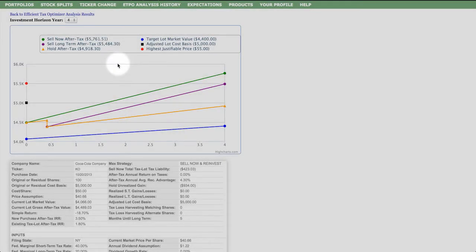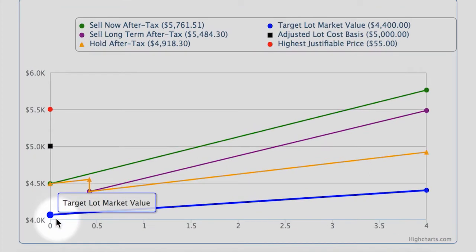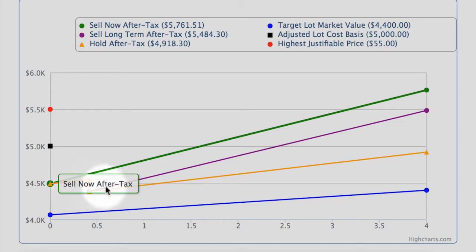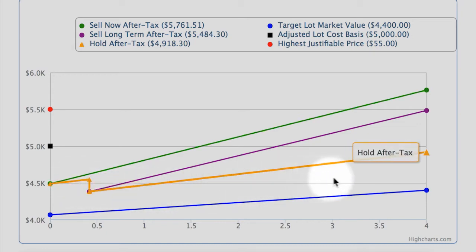Now we'll look at a graph to find out the best time to sell an underwater investment. This blue line is the forecasted before-tax value of a held tax lot over an additional 4-year investment horizon in this example. Now we add the yellow after-tax equivalent line of the existing tax lot should it be held out to the end of a chosen investment horizon.